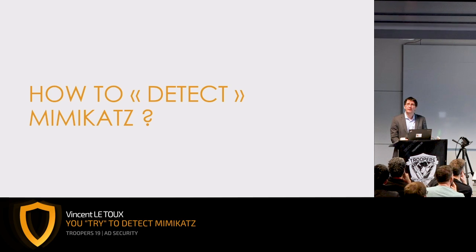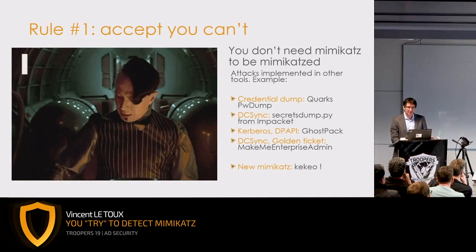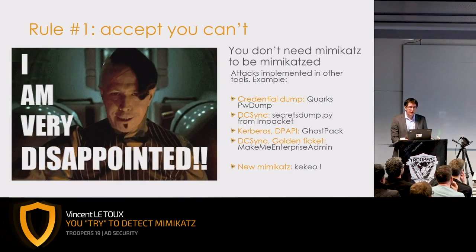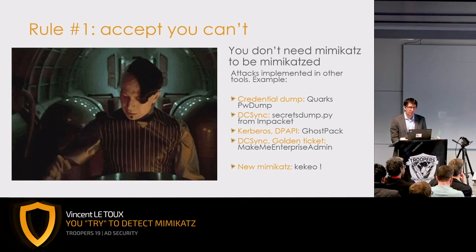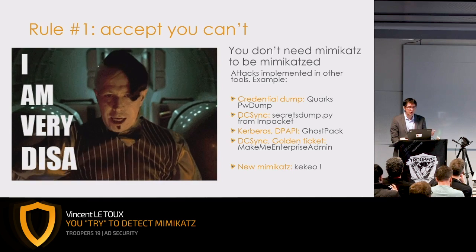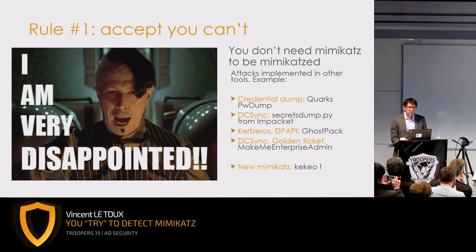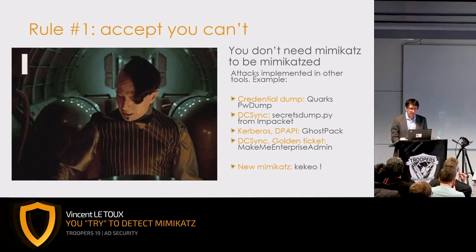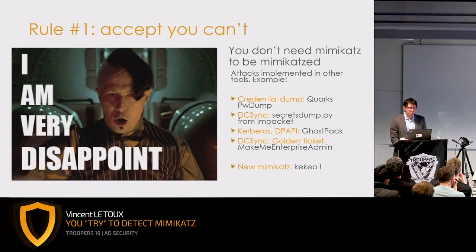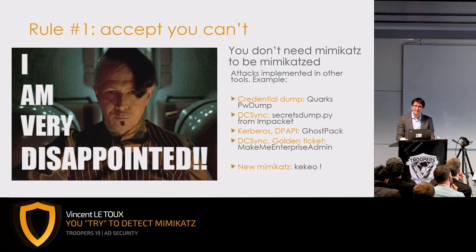So how do you detect mimikatz? It's still the basic question. I think the first rule is that you have to accept that you can't. There are many attacks which are implemented in tools other than mimikatz. For example, you have different credential dumping programs. You have many implementations of DCSync. If you want to play with Kerberos or DPAPI, you have many programs, including from SpecterOps. You have my own contribution writing DCSync and golden ticket in C#. And you also have the new mimikatz, Kekeo.